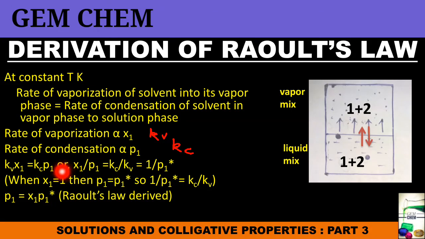and if x1 is considered to be 1, then only solvent molecules are present in the solution. No solute is present. So only the partial vapor pressure of the solvent in its pure state will be present. So P1 will become equal to P1 star. We substitute it in place of kc by kV and we get x1 by P1 equals 1 by P1 star. And ultimately Raoult's law is derived. This was an easy derivation which comes in exams, right?